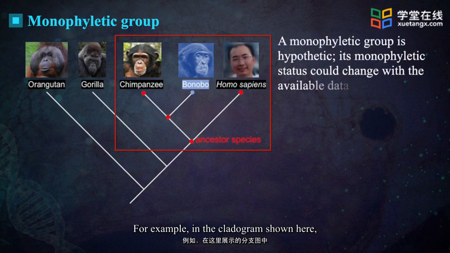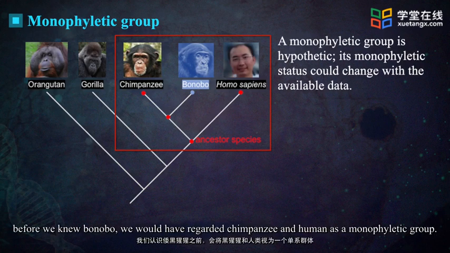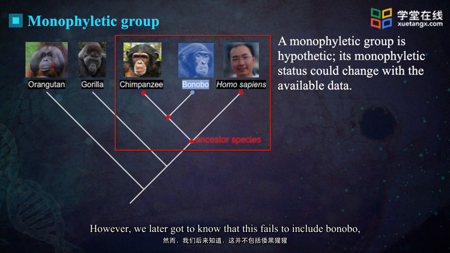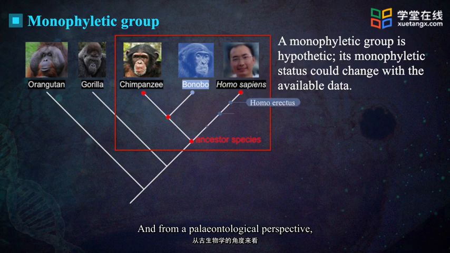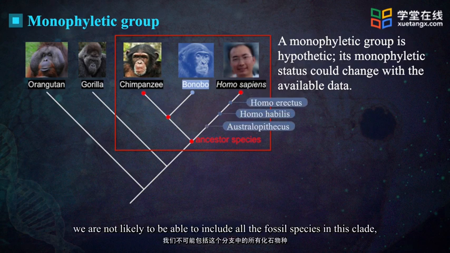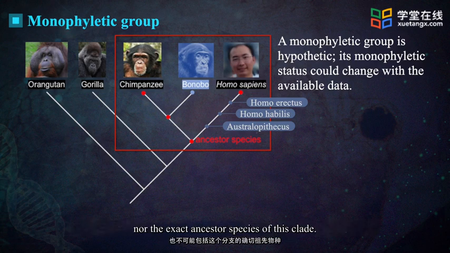For example, in the cladogram shown here, before we knew bonobo, we would have regarded chimpanzee and human as a monophyletic group. However, we later got to know that this fails to include bonobo, and it was not a monophyletic group. And from a paleontological perspective, we are not likely to be able to include all the fossil species in this clade, nor the exact ancestor species of this clade.